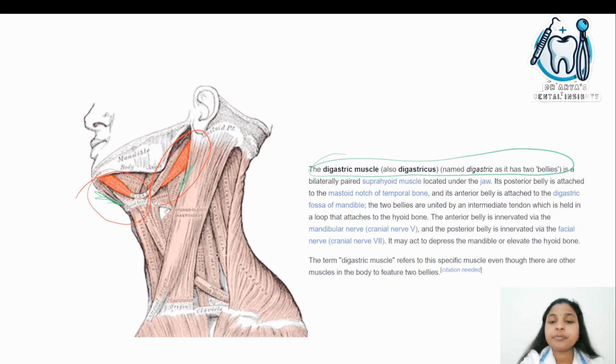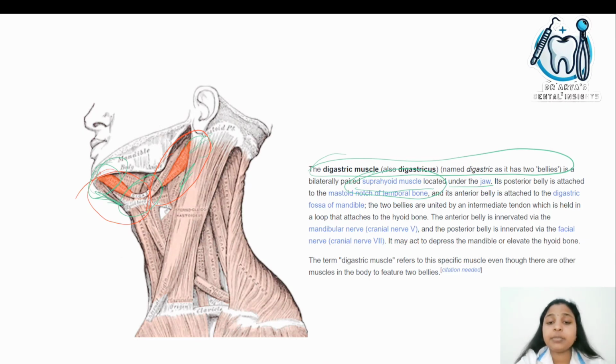It is a bilaterally paired suprahyoid muscle located under the jaw. Its posterior belly is attached to the mastoid notch of the temporal bone. Then the anterior belly is attached to the digastric fossa of the mandible. The two bellies are united by an intermediate tendon which is held in a loop that attaches to the hyoid bone.